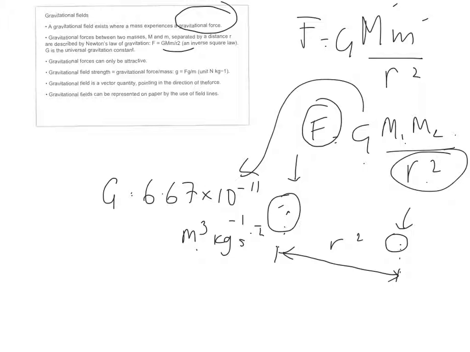Now, in terms of direction, gravitational forces can only be attractive. Now, this is as opposed to electrical forces, which happen to be attractive and repulsive as well. So the peculiarity of gravitational forces is that they're only attractive.